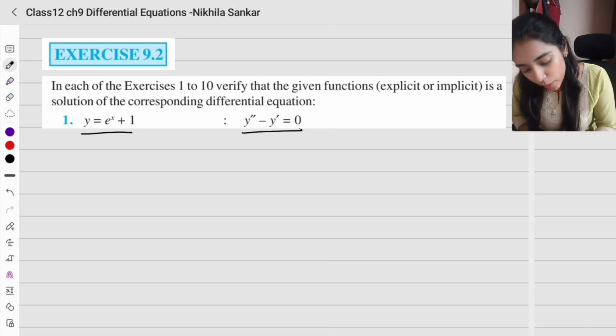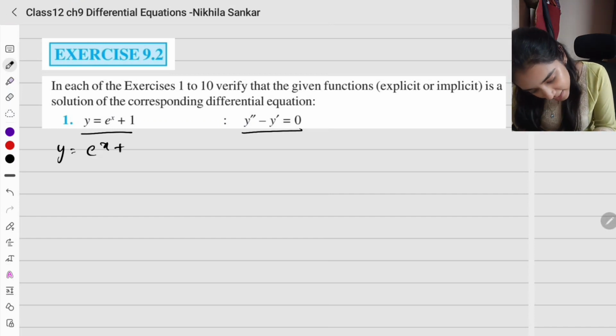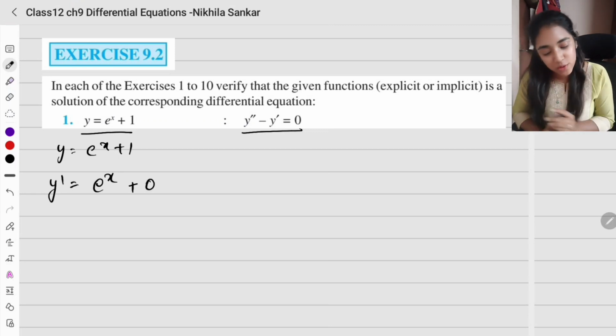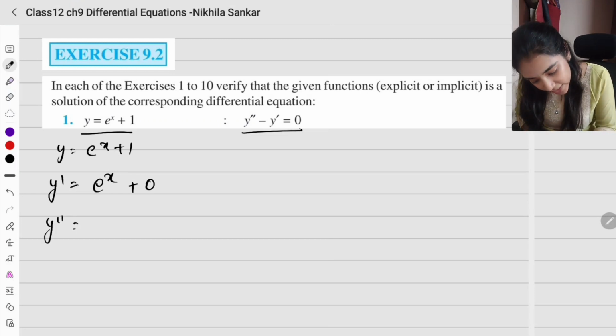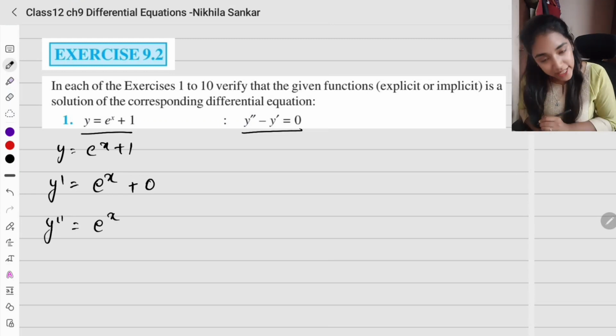Okay? Now, your y is e to the x plus 1. What is your y dash? E to the x, or a derivative is going to be e to the x itself. Plus 1 is a constant, so when you differentiate it, the derivative is going to be 0. Okay. Now I have y double dash, which is going to be again e to the x plus 0.